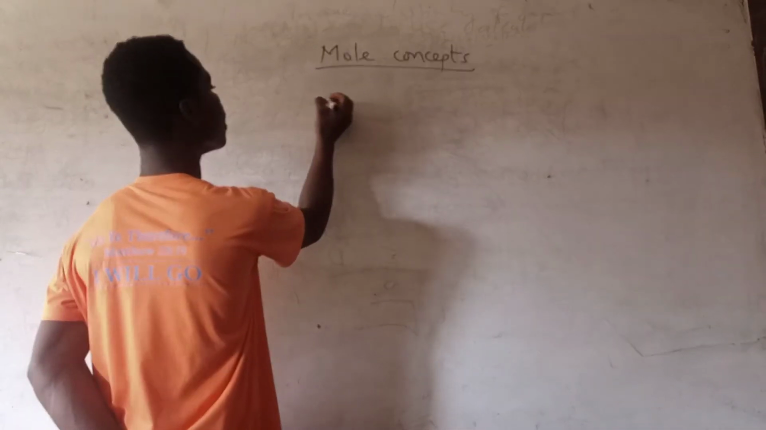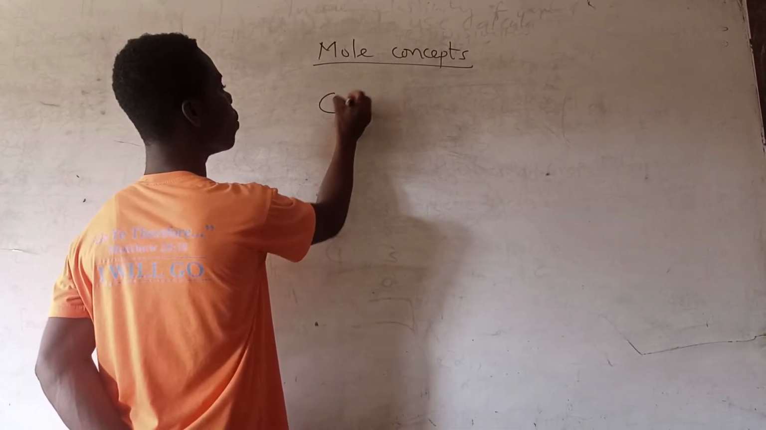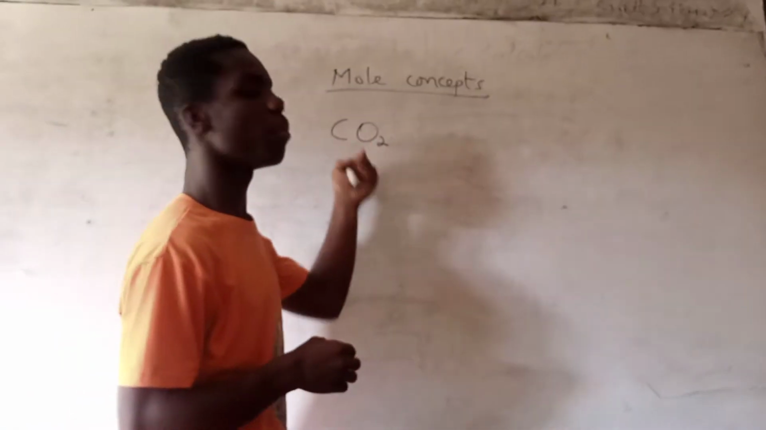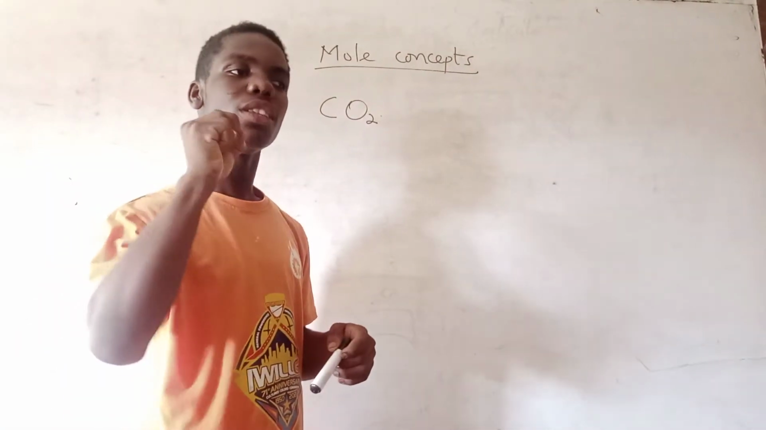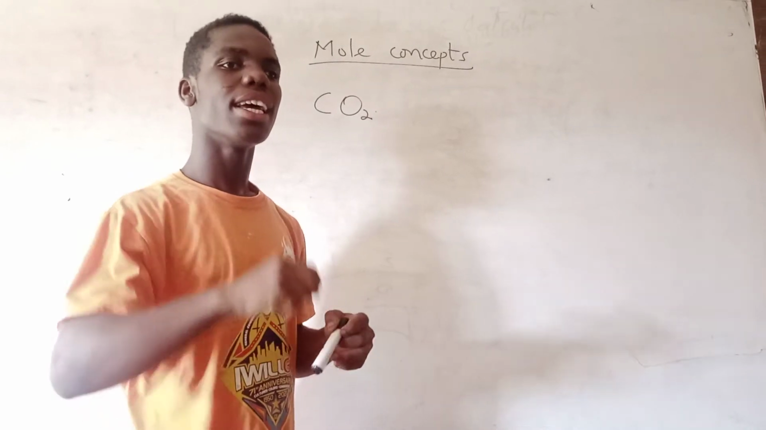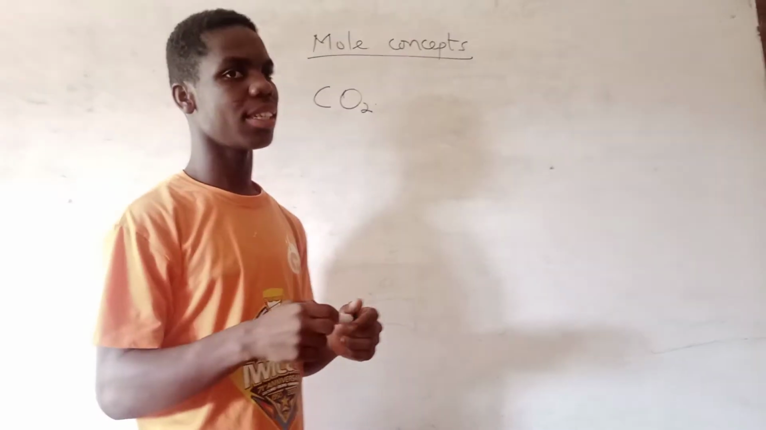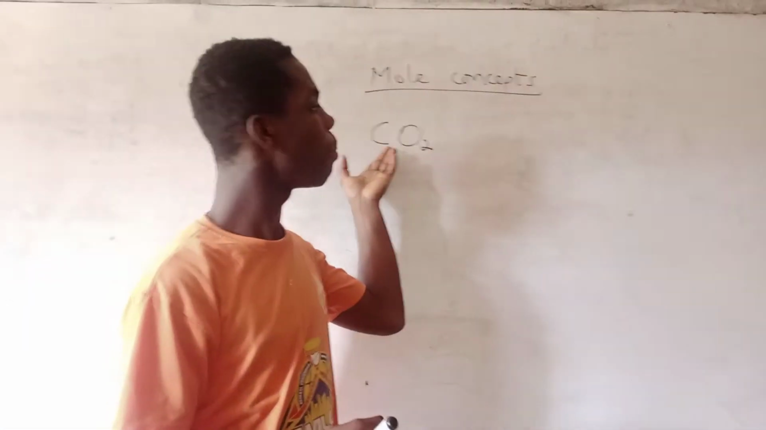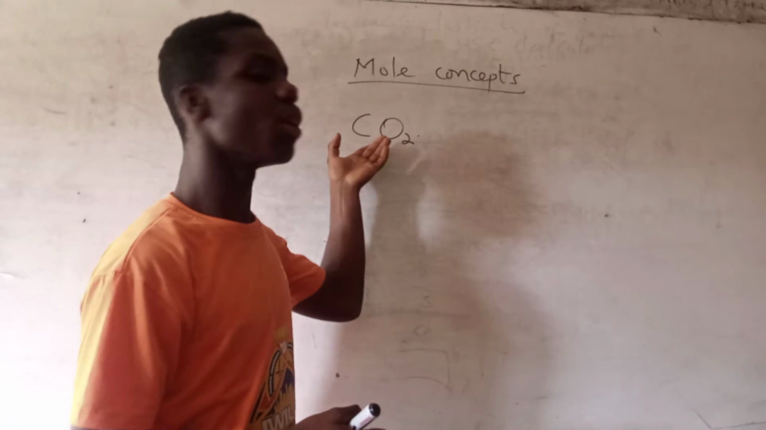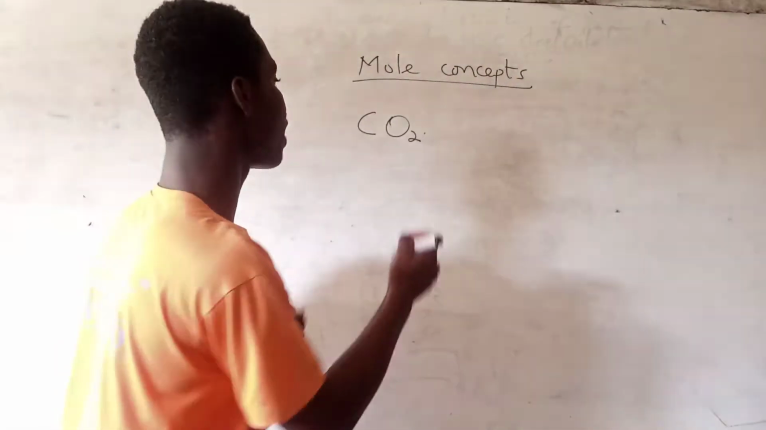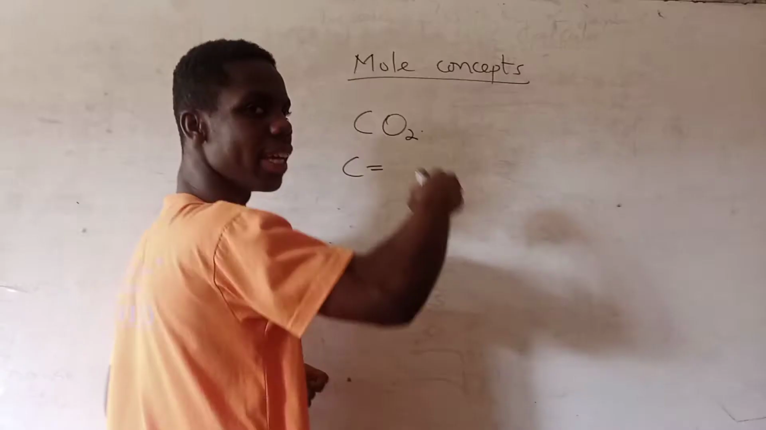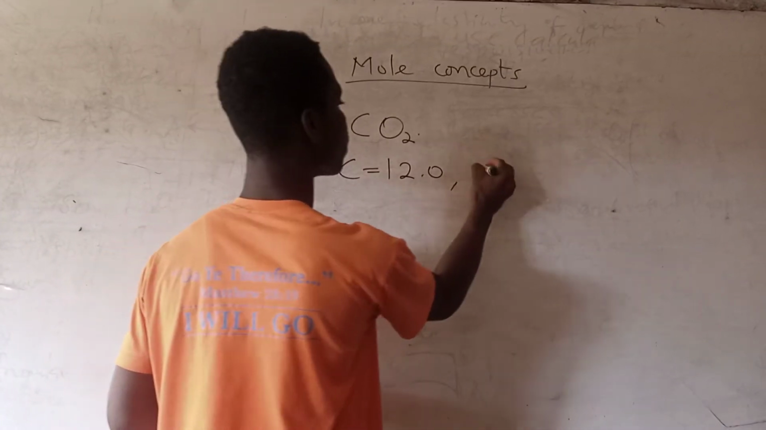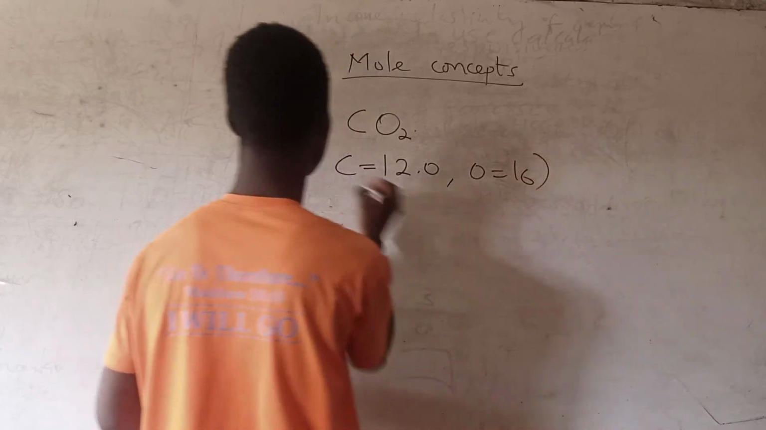Let's say CO2. We've been asked to find the relative molecular mass of this compound. In relative molecular mass, there is no unit attached. To find it, the molar masses of the elements in the compound will be given. Carbon is 12.0, oxygen is 16.